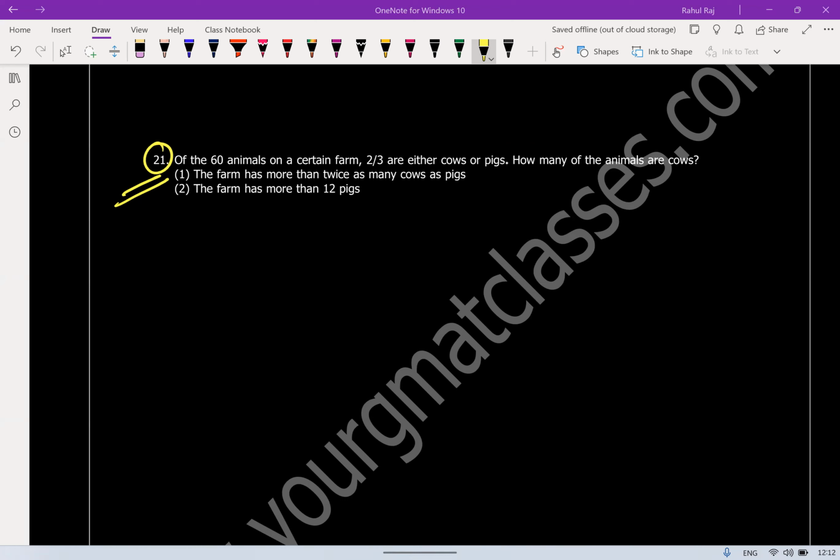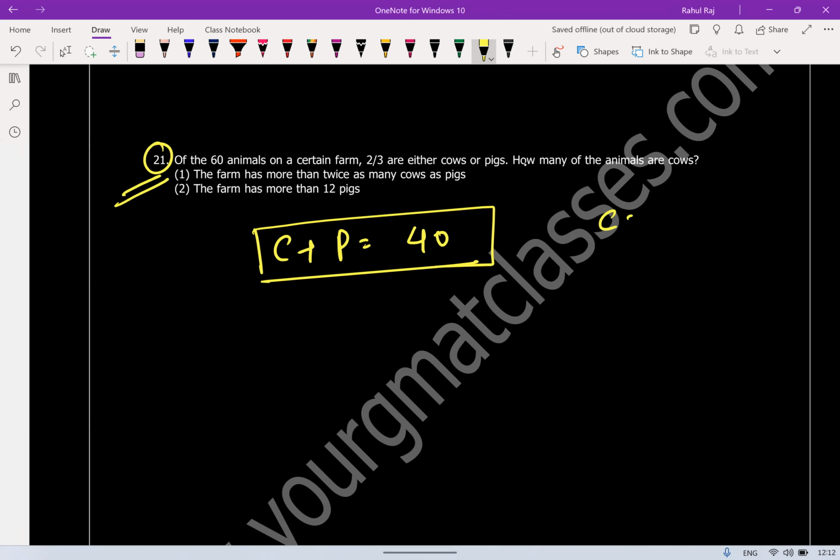It says of 60 animals in a certain farm, 2 by 3 are either cows or pigs. So can I say cow plus pig is equal to 2 by 3 of the 60, that is 40? Anyone has a problem in this statement, please tell. Any problem? In the first statement, can I write the equation C plus P is 40? No. And the question is asking how many cows are there?